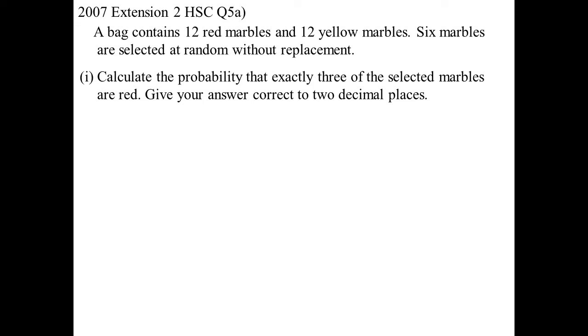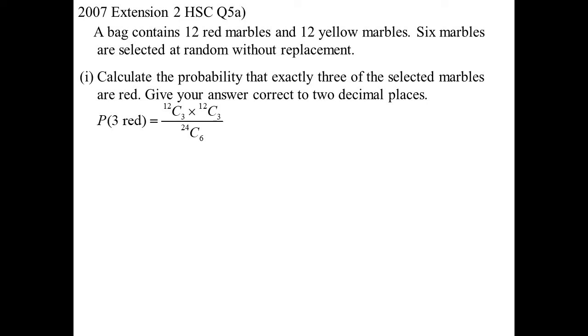Calculate the probability that exactly 3 of the marbles are red. So exactly 3 are red. Okay, the order that we choose them does not matter. We're just selecting 3 marbles. So it's a combination. Total number of possibilities then would go on the bottom. There are 24 marbles all up. We're going to select 6 of them.